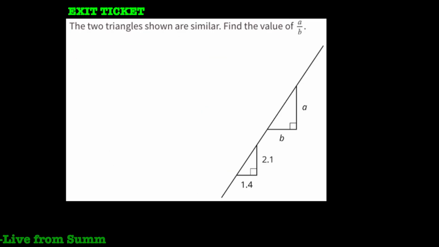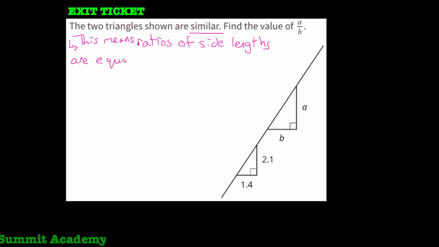Last thing we're going to do is that wonderful exit ticket. So let me find where it's at. There we go. It says the two triangles shown are similar. Find the value of AB. So let me write that down. Again, these two are similar. Since they are similar, I know that this means the ratios of side lengths are equal.